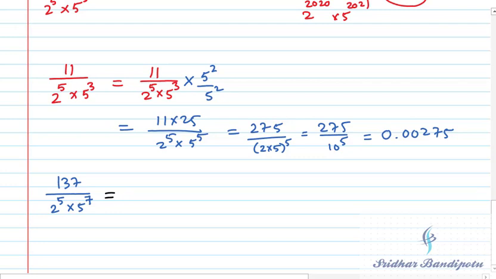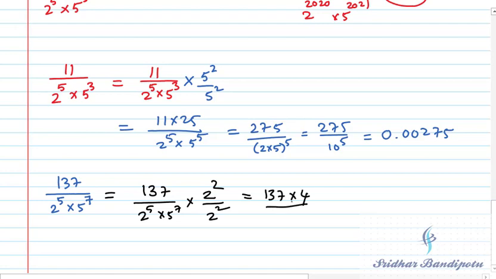Okay, now I want same exponents for 2 and also for 5, right? 5 power is already 7, so here 2 power is 5. Now what should be multiplied here? 137 by 2 to the power of 5 into 5 to the power of 7. 5 power already 7 is there, so 2 power is less now comparing with 7. So I should multiply with a fraction, that is 2 square by 2 square. So that is 137 into 4 by 2 to the power of 5 into 2 to the power of 2, it is 2 to the power of 7 into 5 to the power of 7.